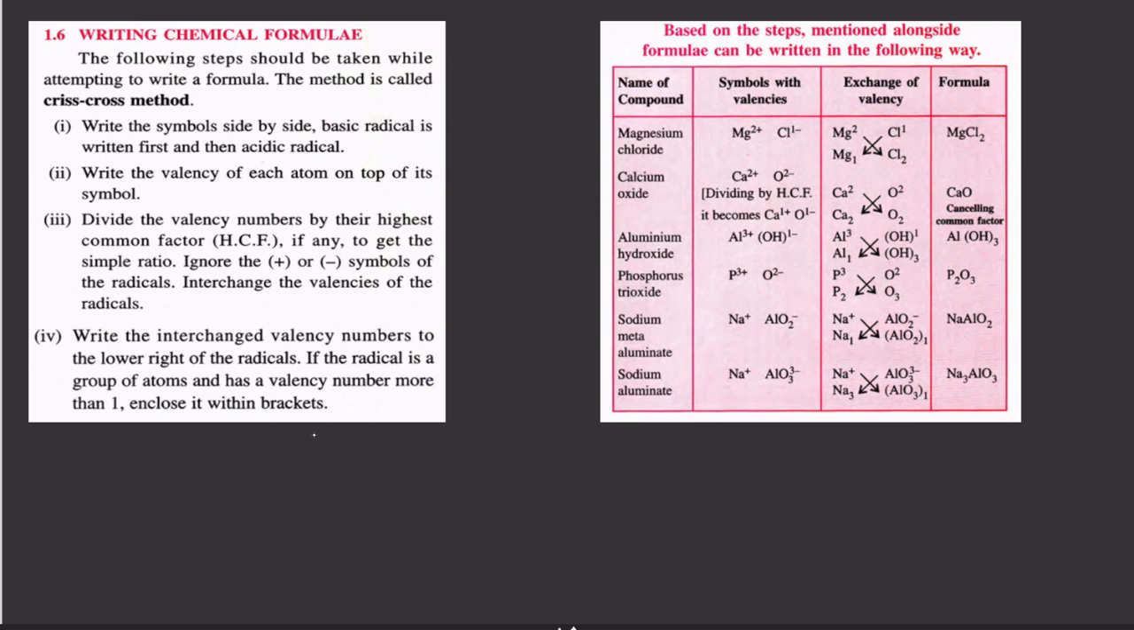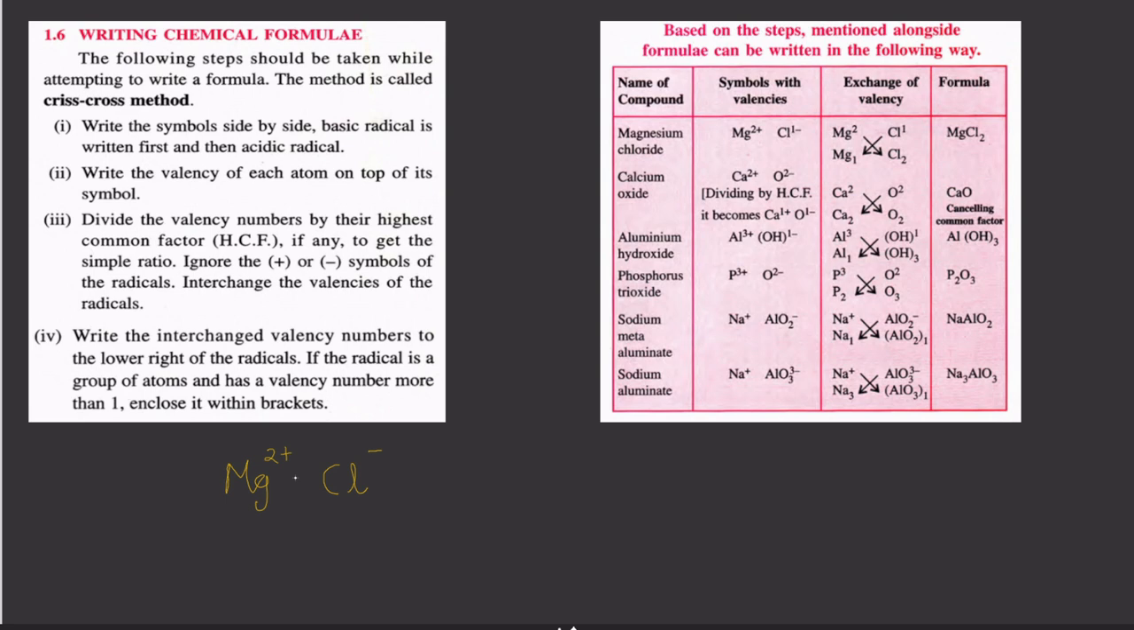First let me write an example here. Magnesium is Mg and chlorine is Cl. The valency of magnesium is 2, Mg 2+, and the valency of chlorine is 1 minus. When these two combine together, we will get magnesium chloride. But how to write the chemical formula?